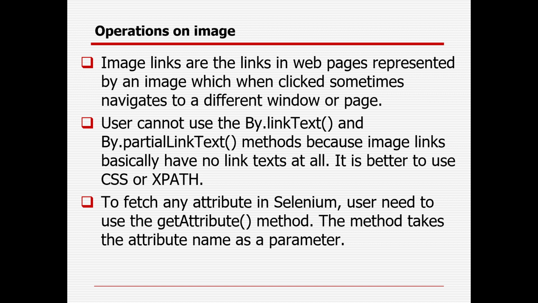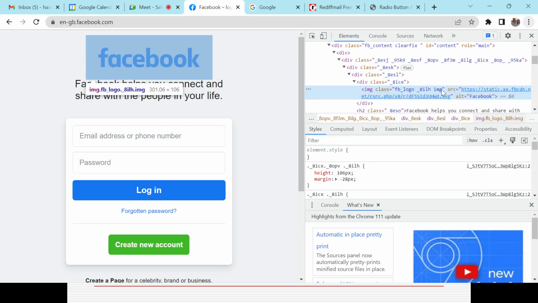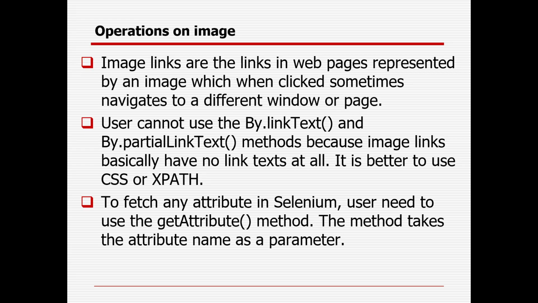Sometimes images may be disabled, with no link available, so we can get the image attributes. We can validate whether the image is correctly appearing, comparing expected and actual src, alt, and other attributes. Sometimes images are clickable also, so you can click on an image, navigate to a different web page, and easily validate that after clicking, your expected URL is getting launched. Image links are links in a web page represented by an image, which when the user clicks, sometimes navigate to a different window or page. The user cannot use By link text and By partial link text because image links basically have no link text at all. It is better to use CSS or Xpath.